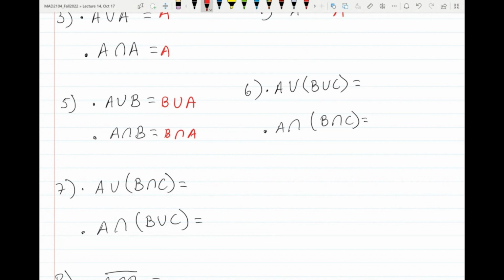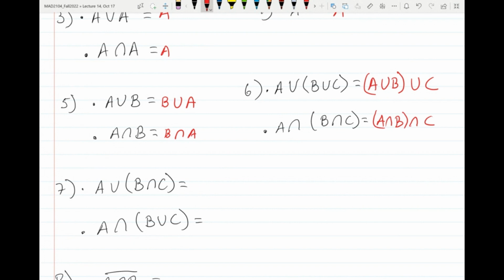Number 6 is associativity. Notice that if you have all unions, then you can place parentheses however you want. You can do A union B and then union C, or do B union C and then A. Doesn't matter, but notice it's all unions. Similarly, intersection is associative. You could do A intersection B and then intersect it with C, or any combination you want. That's when you have the same operation.